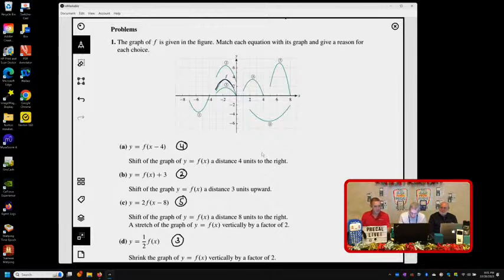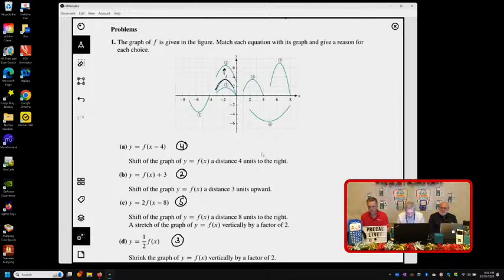So in part B, pretty straightforward one. Nothing changed to the argument there of f. I'm just taking a look at f of x plus 3. And so that's just a vertical shift of this graph, 3 units up. And I think that's graph number 2.